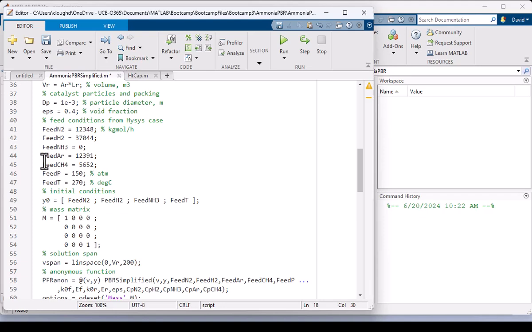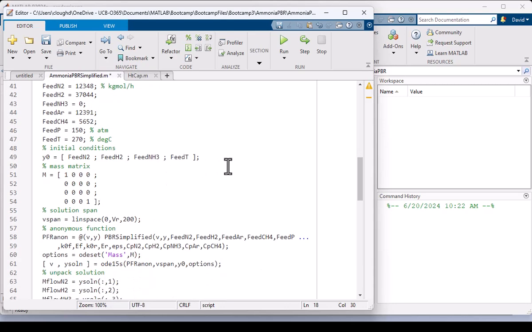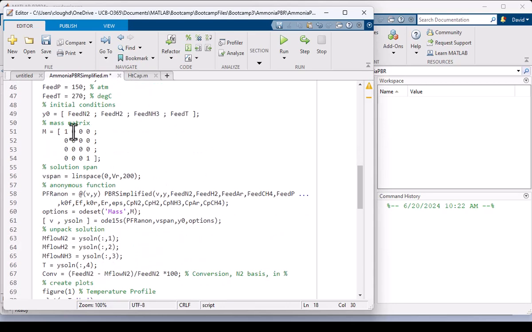significant feed rates of argon and methane, and this is to make this more realistic to an actual industrial reactor. And we put our feed pressure at 150 atmospheres and the feed temperature at 270 degrees C. So that ends our operating conditions. We come down and ask what our initial conditions are to solve our model.